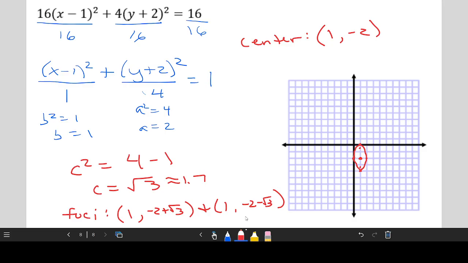This video is plenty long, so we're going to continue with a couple more graphing examples in a second video.